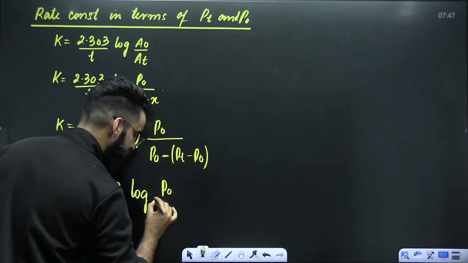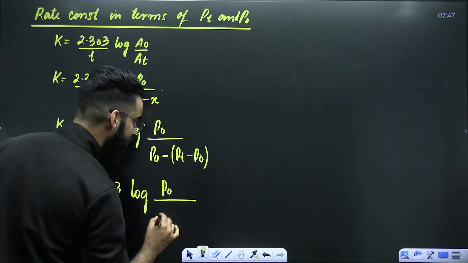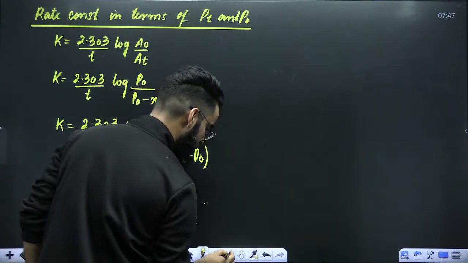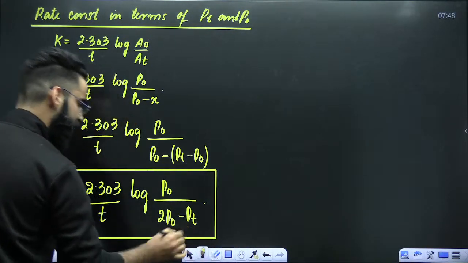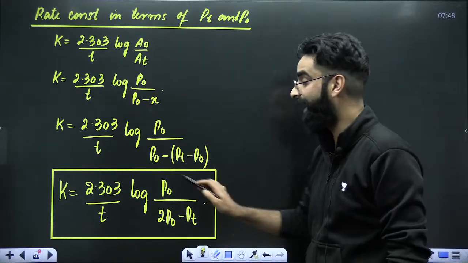That is important because the question is directly asked. You will have to make this particular expression. So it will come out to be 2 times P naught minus PT here, right? So this is the expression of rate constant for the first order gaseous phase reaction in terms of P naught and PT.